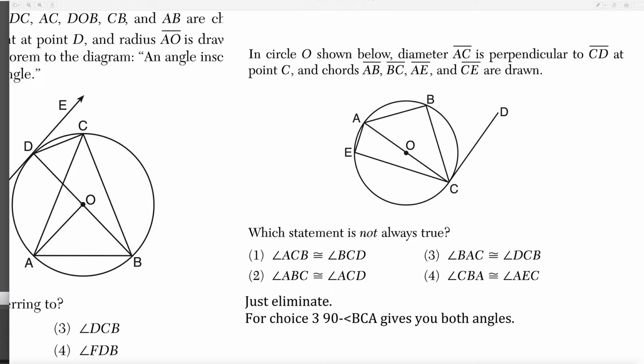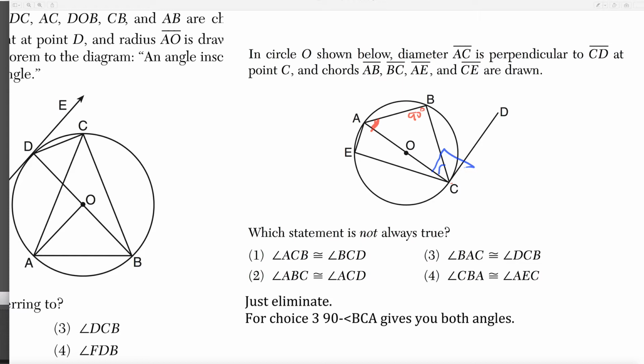BAC. Oh, this is why. There are 3 angles in this triangle: this 90-degree angle, this angle and this angle. So there's 90 degrees left in this triangle to be split by angle BAC and this other angle. So angle BAC is equal to 90 minus angle BCA. Understand? And DCB is also equal to 90 degrees minus angle BCA. So those angles are equal.